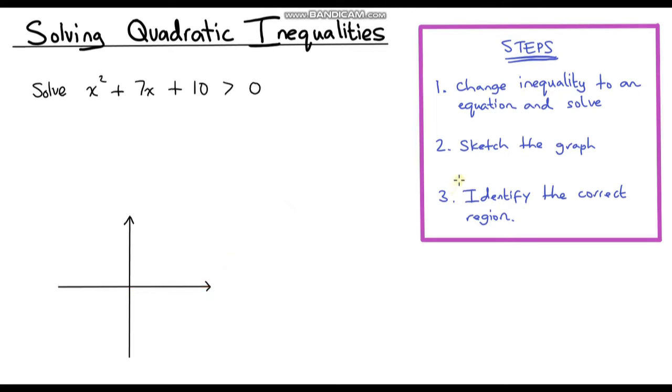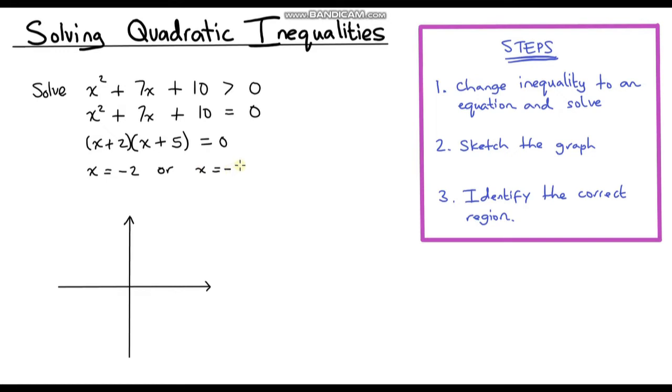Okay, it's your turn now. So please pause the video and see if you can solve this quadratic inequality and make sure you follow these three steps. Okay, so step number 1, we are going to change this inequality to an equation. And now let's solve our equation. So two numbers that multiply to get 10 and sum to get 7. Well, those two numbers are 2 and 5. So this is going to be x plus 2 in one bracket and then x plus 5 in our other bracket, and that equals 0. So our two solutions will be x is equal to negative 2 or x is equal to negative 5.